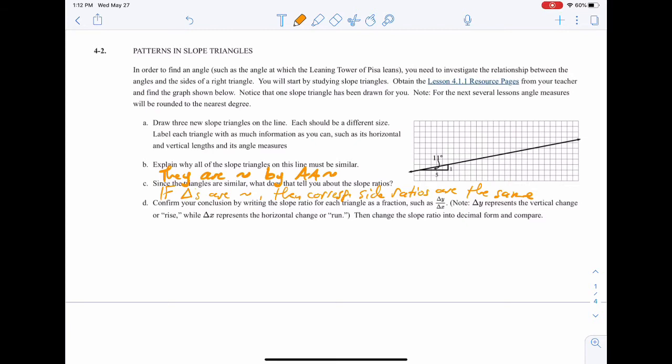On to letter D. Confirm your conclusion by writing the slope ratio for each triangle as a fraction, such as delta y over delta x. That little triangle there means change, or delta, the Greek symbol. Then change the slope ratio into decimal form and compare.